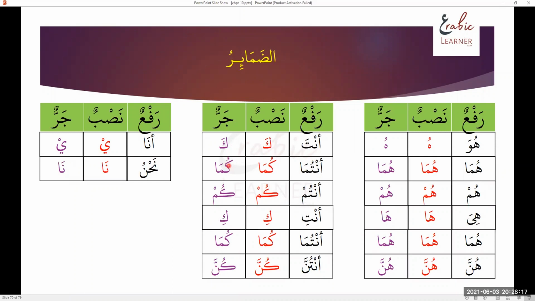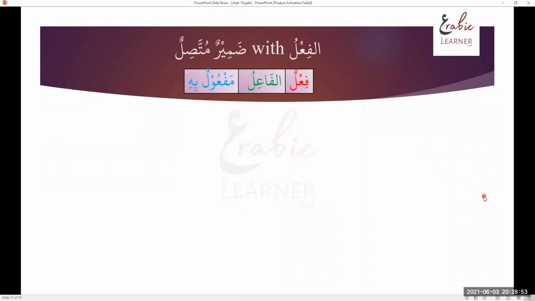Now, when dhamir gets attached to the fa'il, it becomes Mafool Bihi. And all Mafool are in which i'rab? They are in nasab. So that time these will become nasab. Understood, brothers and sisters? Okay, clear? Now we'll see the examples: fa'il and Mafool Bihi.